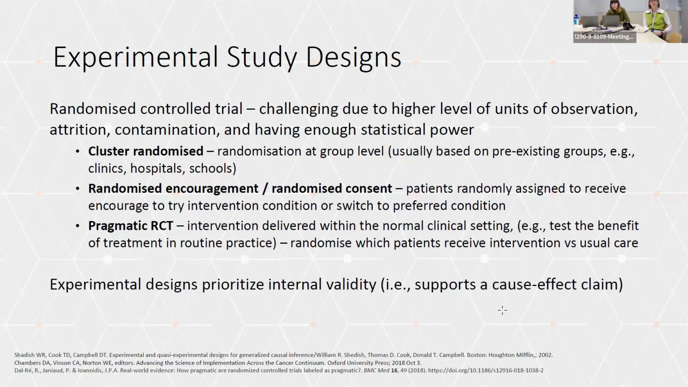And with a pragmatic RCT, it could be something like all the patients who come in for their routine diabetes care are randomly assigned to receive a new type of intervention, like a phone call from a nurse on the healthcare team or something. You're not taking away usual care, you're adding on to usual care. And experimental designs prioritize internal validity, which is that cause and effect claim. That's why they like having RCTs when making decisions about whether to adopt something.